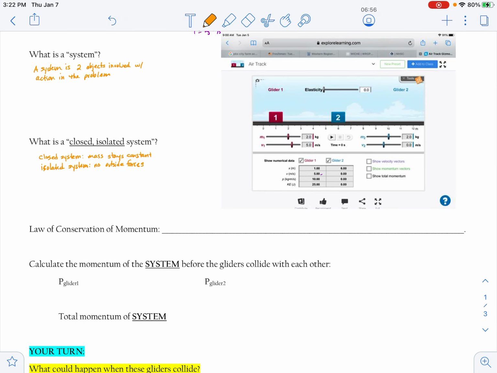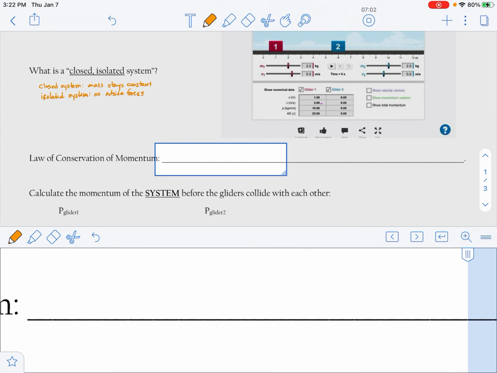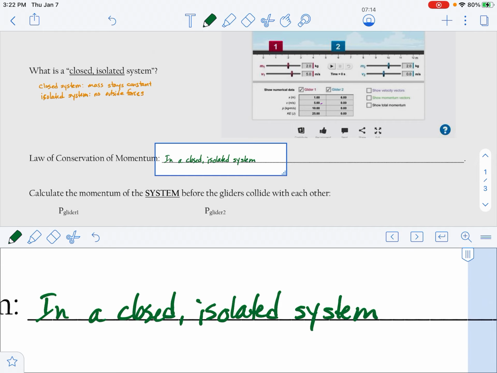So let's get into it. The law of conservation of momentum says then, in a closed, isolated system. Okay, let's interpret that. In a closed, isolated system, that means the system is our two gliders. Closed means that their mass is going to stay the same. Isolated means it's just the two gliders we're worried about, not friction, not air resistance, not bowling balls being randomly dropped, nothing, okay? Just these two gliders and their mass will stay constant.